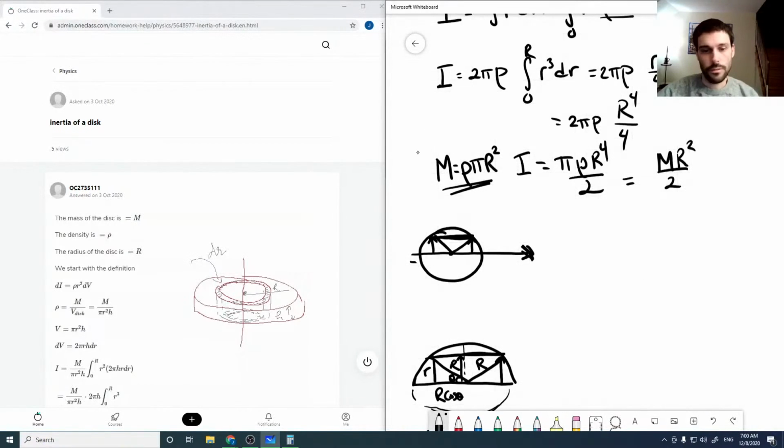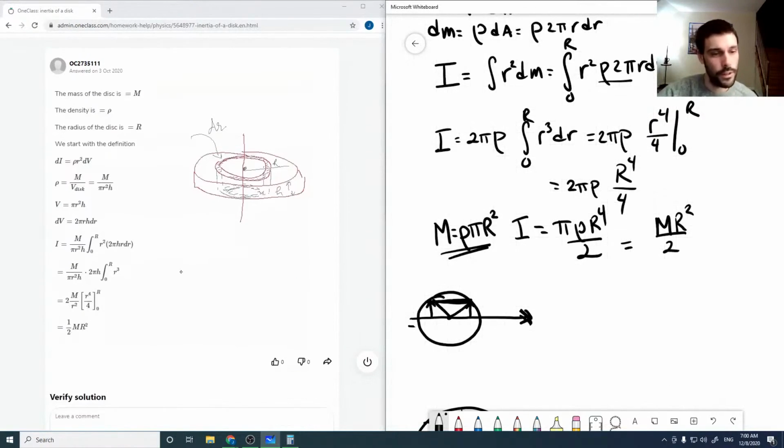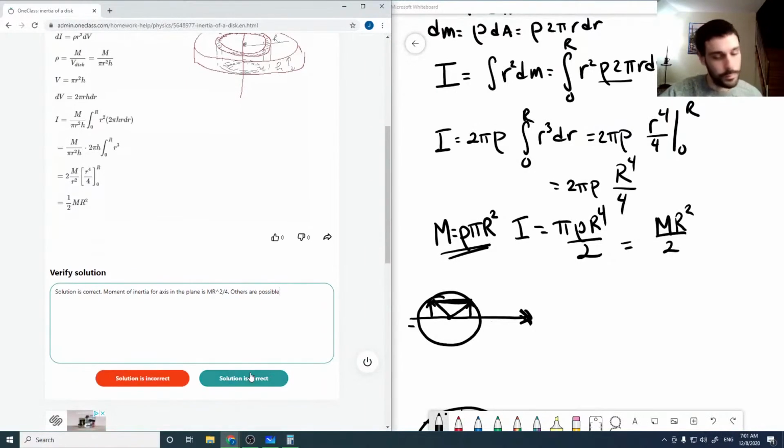Okay, so there's two of the moments of inertia. Obviously, you could define an almost infinite array of axes, but there's a couple of the most common ones. If we look at the solution given here, we have the most common one, which is the axis which is perpendicular, so a half m r squared. So I would say that's still correct. So the moment of inertia for an axis in the plane is m r squared over 4. Others are possible, and they can actually be derived from those as well. But that's for a different lesson.